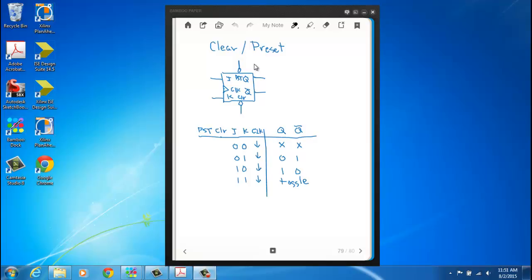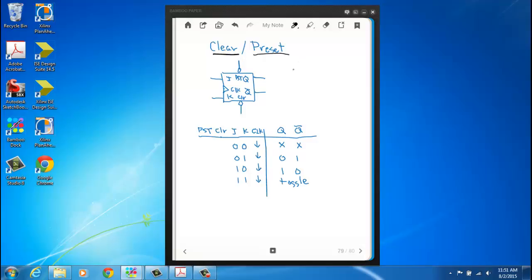This video is on the clear and preset inputs of a flip-flop. Often JK flip-flops as well as edge trigger Ds and even RS flip-flops will have two additional inputs, one labeled CLR, which stands for clear, and the other one labeled PST, which stands for preset.